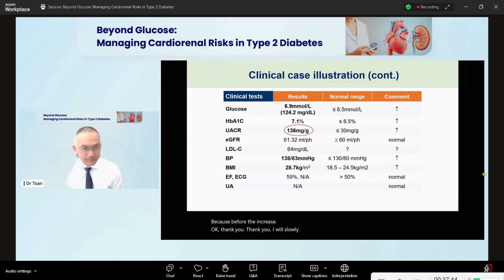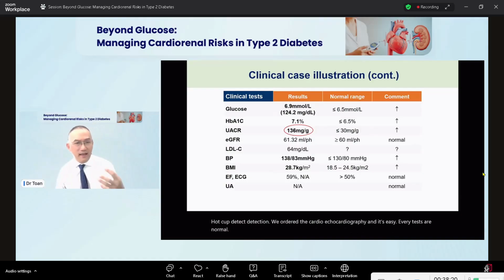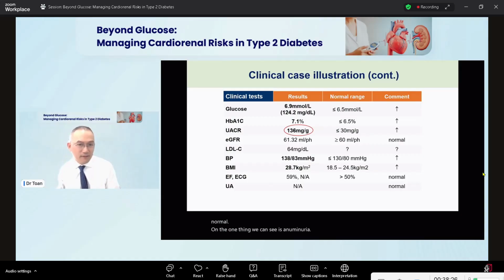In the test we ordered for the patient, there is albumin present in the urine. Yes, for heart detection, we ordered the echocardiography and ECG. Every test is normal. Only one thing we can see is albuminuria. The patient has had diabetes for only 3 years.